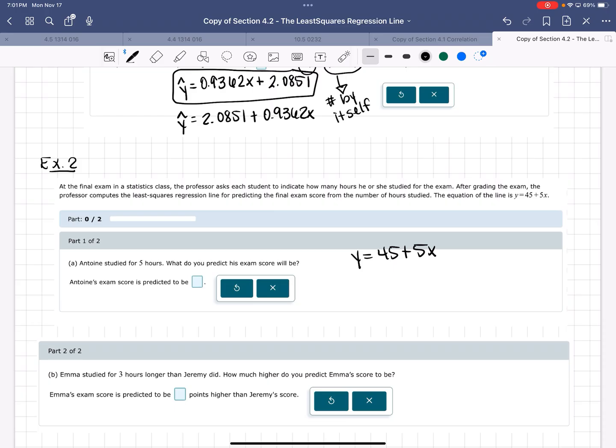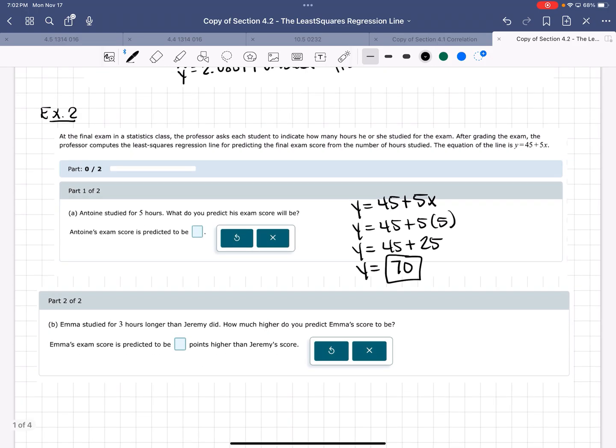Antoine studied for 5 hours. What do you predict his exam score will be? What do you think I need to do with that 5? Yep, plug it in for x. So I've got y equals 45 plus 5 times 5. That's going to give me y equals, and you can put 45 plus 5 times 5 in your calculator, that's fine. That gives me 45 plus 25. We're getting 70. Okay? He's saying that Antoine will make a 70 because he studied 5 hours.